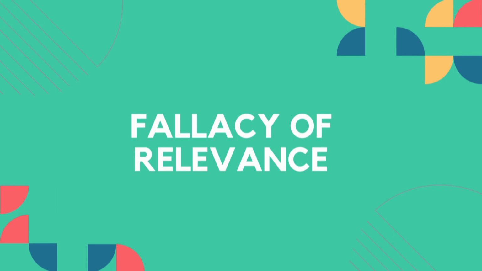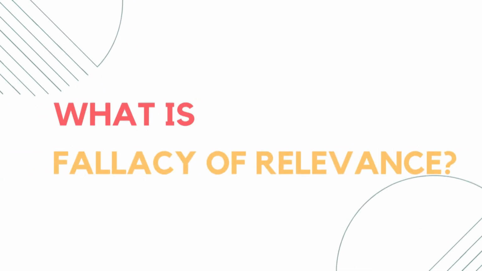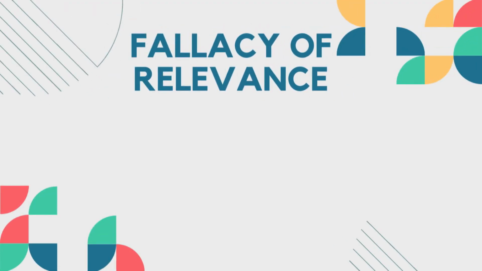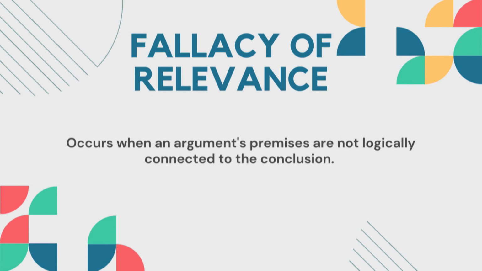Just now we talked about logical fallacy. Next is fallacy of relevance. What is fallacy of relevance? A fallacy of relevance occurs when an argument's premises are not logically connected to the conclusion. Instead, these premises might appeal to emotions, distractions, or unrelated issues to persuade the audience, thereby diverting attention from the actual topic.